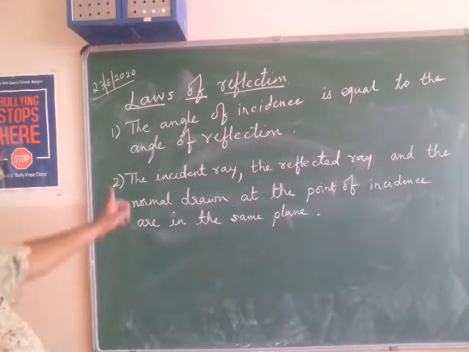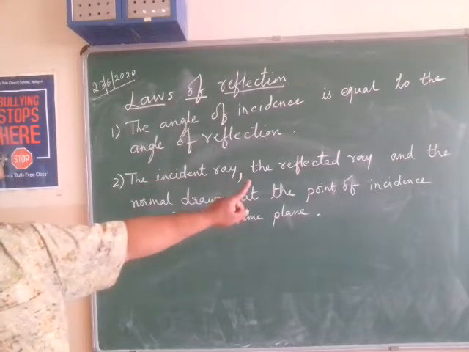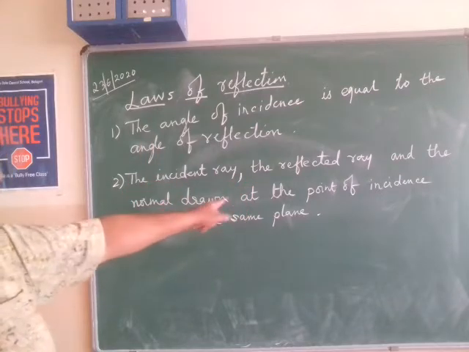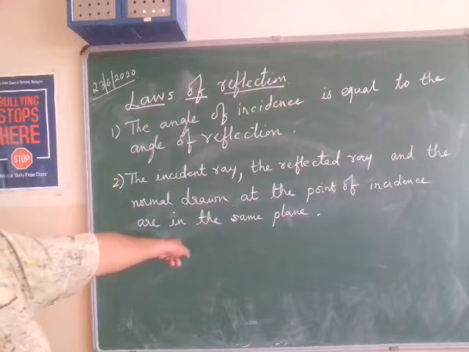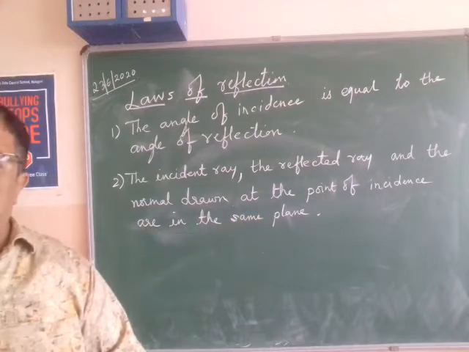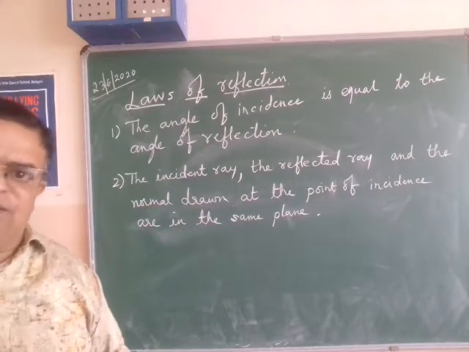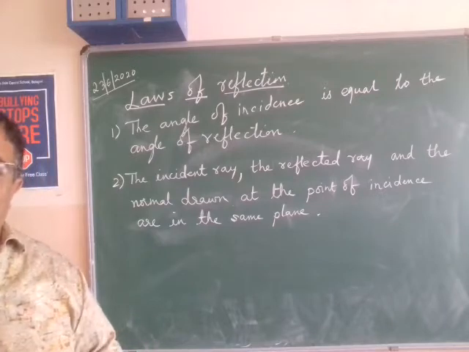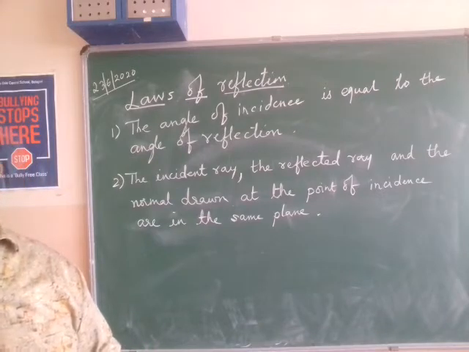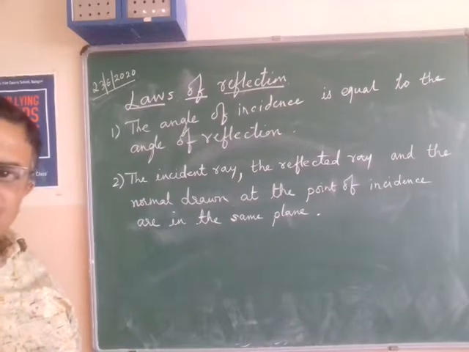And the second law is the incident ray, the reflected ray and the normal drawn at the point of incidence are in the same plane or all lie in the same plane. These are the laws of reflection. Write down these laws of reflection.